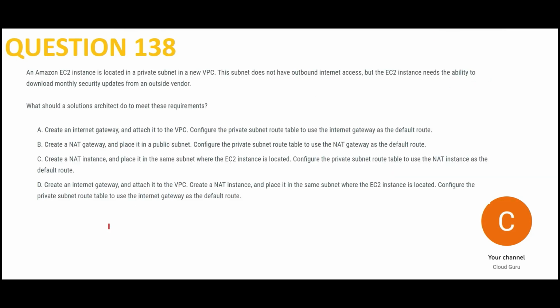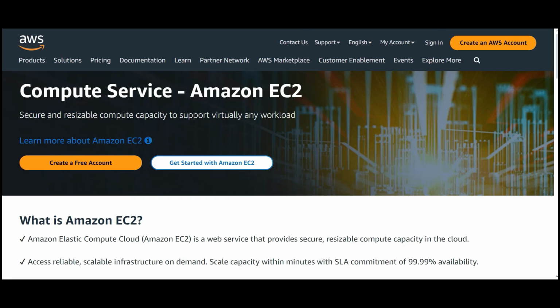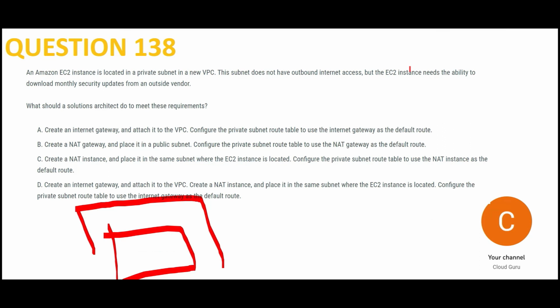In this question, you have an EC2 instance in a private subnet. So this big box is a private subnet. What is an EC2 instance? It is a compute service from AWS. If you want to install your applications, you can create an EC2 instance and install them. Okay, so what is the problem?